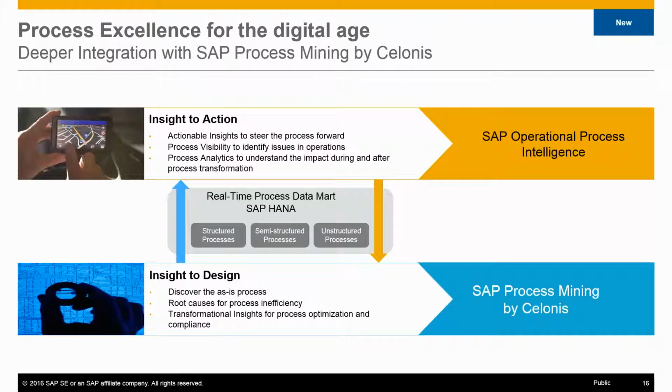So in OpInt, you get actionable insights to steer the process forward. You get process visibility to identify issues in operations. These issues are sometimes solvable. Sometimes these issues are not clear. It requires a deeper understanding of the process. So for which you again go back to Celonis to identify what are the root causes of these process inefficiencies, because it enables you discovery of the as-is process. It's not focused on the documented version of this process. It focuses on the processes that people work on. Right? So it helps you discover the process, gives you a lot deeper insights, which is more focused on root cause analysis.